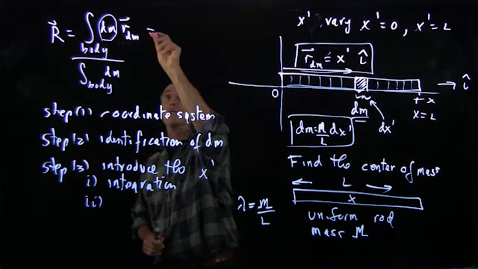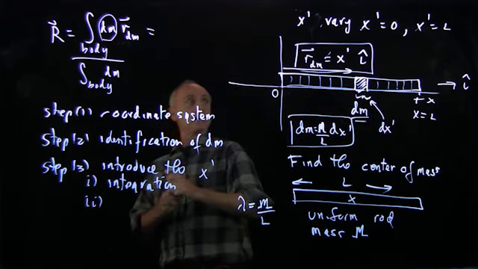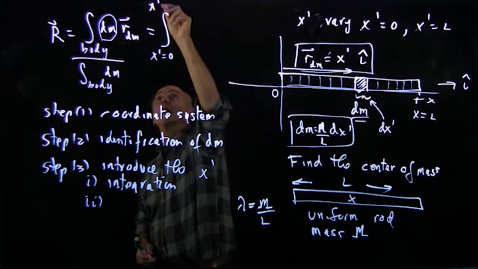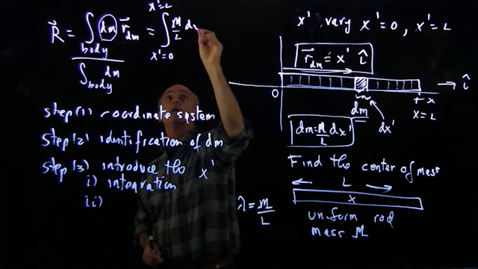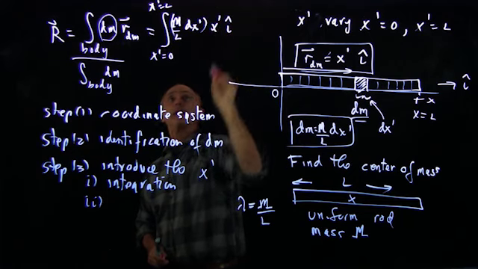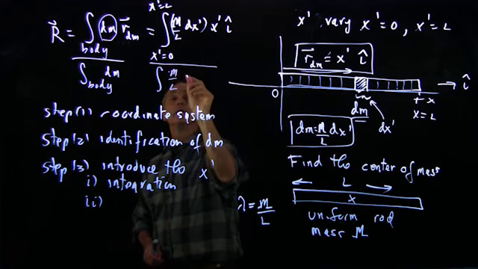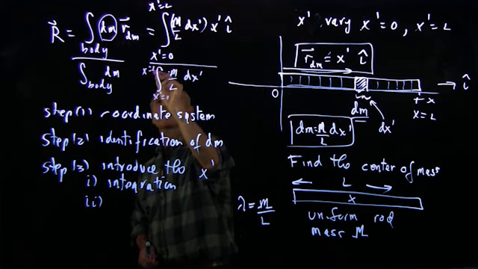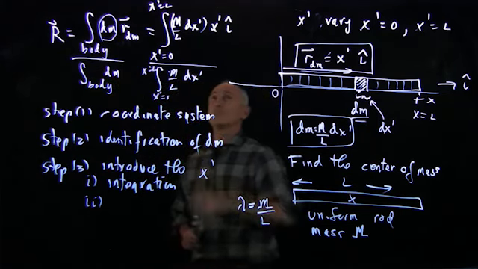And now I can write up every piece in this integral. So let's now indicate that we're integrating from x prime equals 0 to x prime equals L. dm is M over L dx prime. And our vector is x prime i hat. And downstairs, it's just M over L dx prime from x prime equals 0 to x prime equals L. And that's how I set up the integral for the center of mass.